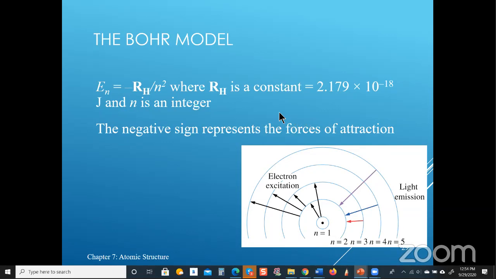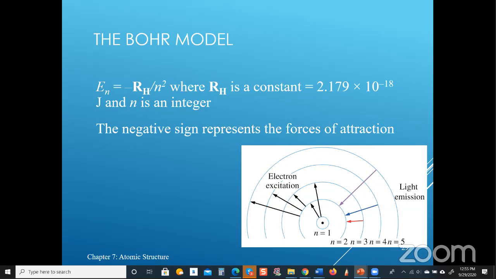So based on his work, he determined that the energy of each energy level is given by this equation. En is equal to minus RH over n squared, where RH is a constant, which is equal to 2.179 times 10 to the minus 18 joules, all right? And please note that there's a negative sign there. The negative sign indicates that you have forces of attraction between the electrons in the orbits and the nucleus, which is positively charged, all right? So that's a formula for one energy level.